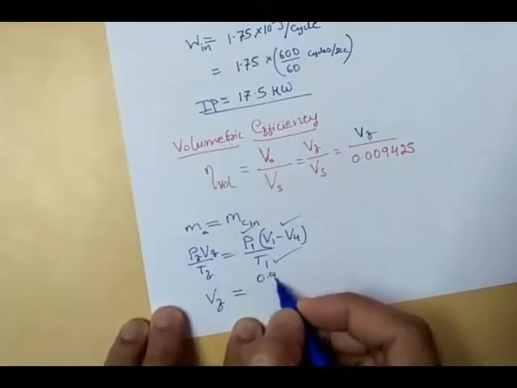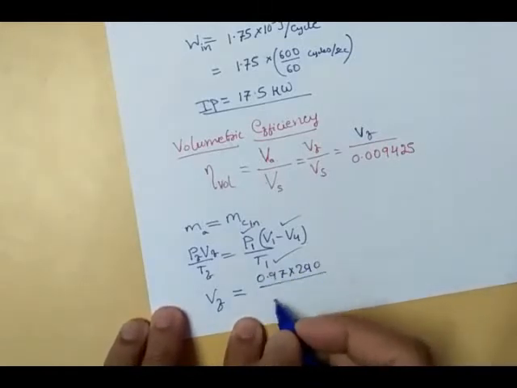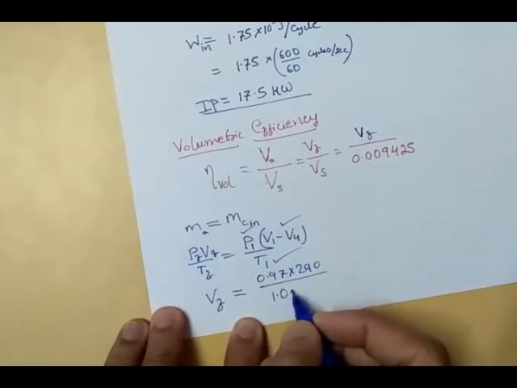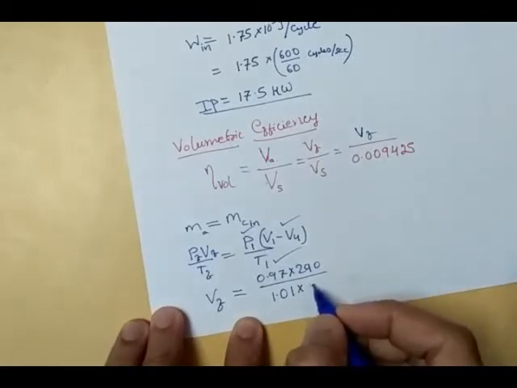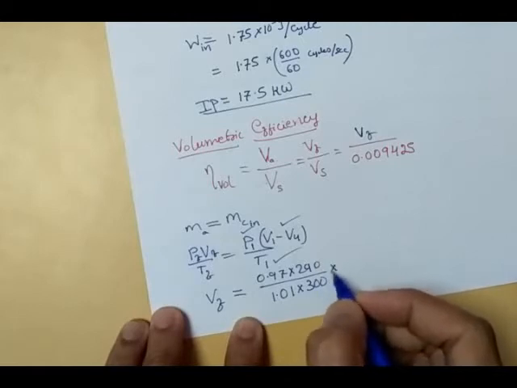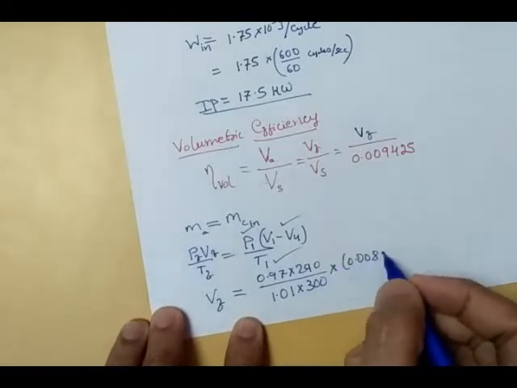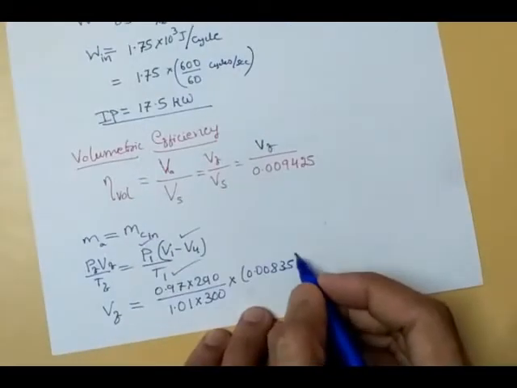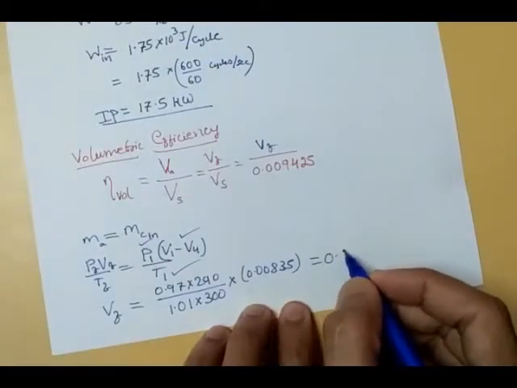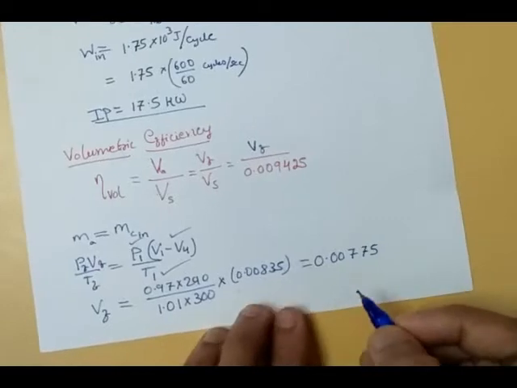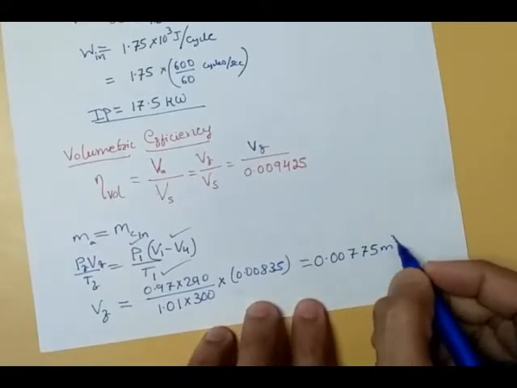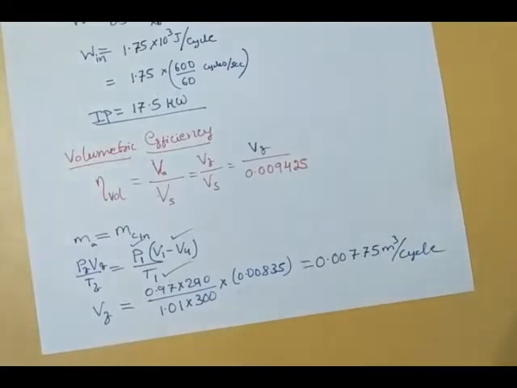Vf is equal to 0.97 into 290 divided by the temperature, pressure 0.01 into 300, into 0.00835, which is equal to 0.00775 meter cube per cycle.